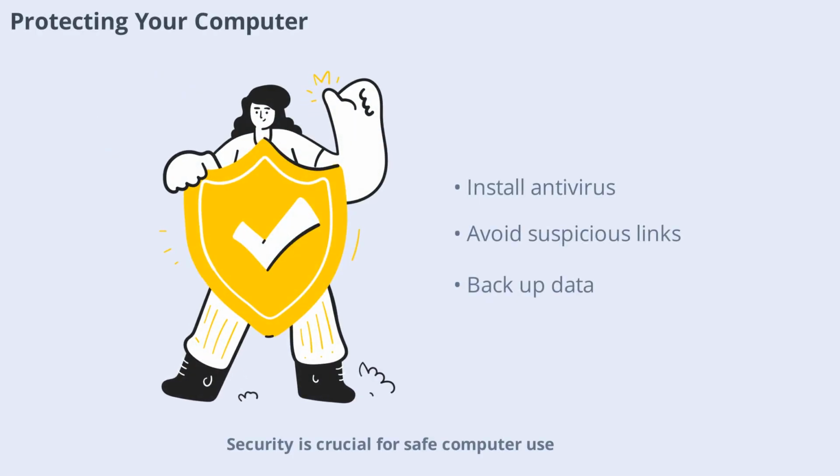Security is crucial for safe computer use. Install antivirus software and keep it updated. Avoid clicking suspicious links or downloading unknown files. Regularly back up important data to prevent loss from viruses or hardware failure. Taking these steps helps keep your computer and personal information safe.